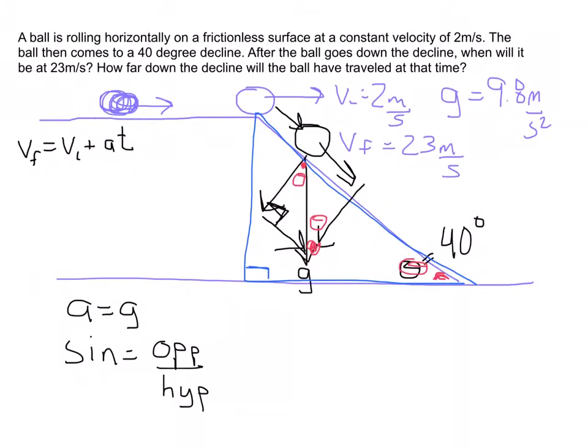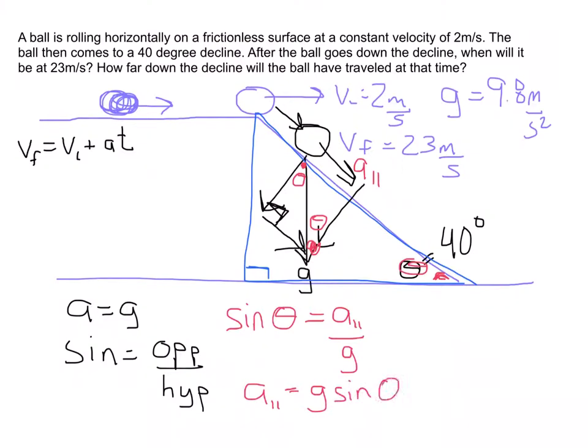So that gives me the sine of theta is equal to opposite, which we'll call A parallel, that's the acceleration parallel, divided by G. Or what we get is A parallel is equal to G sine theta. And that's what we want to put over here. A parallel equals G sine of theta.